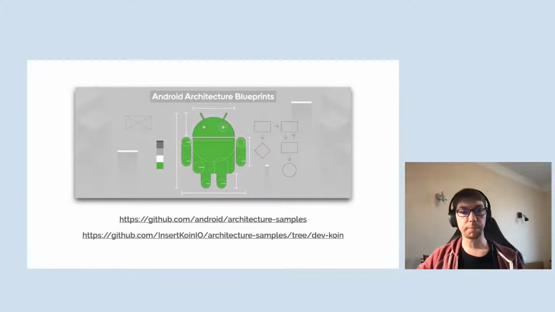Those samples will be found at those URLs, and I believe we will put them also in the resources of the video. It's based on Android Architecture Blueprints, an application sample made by Google developer experts from Android and Kotlin, trying to demo some frameworks and some patterns. And here we will demo both MVVM and MVP patterns with Koin.